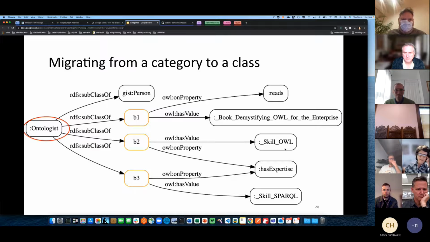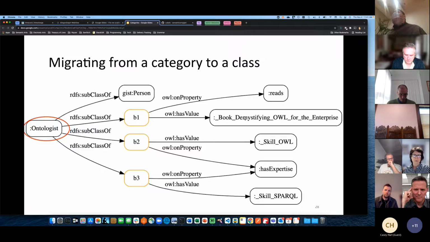I think you're using a vocabulary that I'm not using, so I don't exactly understand what you're saying. But just to summarize again, what this says is an ontologist is a person who has skills in OWL and SPARQL and has read Michael's book. Now, obviously, this is not a full definition of ontologist. This is just a fragment. So I'm not sure where you're finding a problem with this.